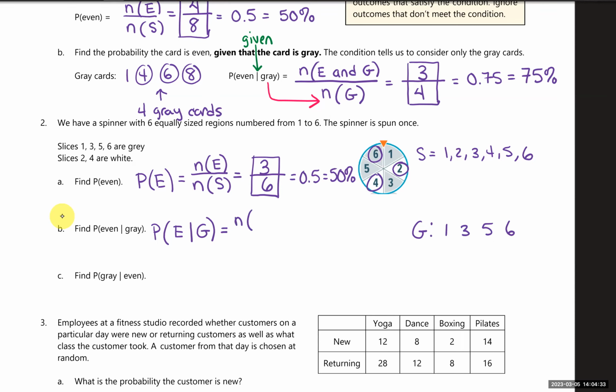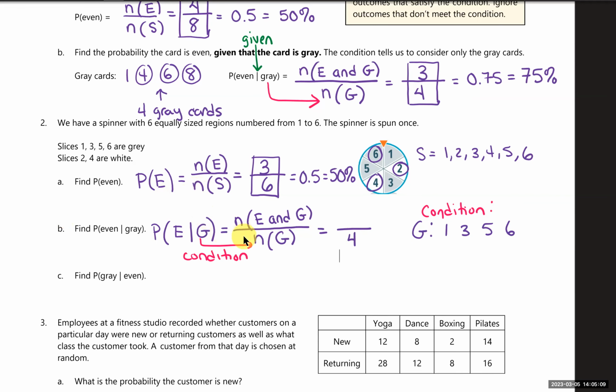But the formula would be, we would count the number that meet both conditions, in this case even and gray, and then our denominator tells us we have to restrict ourselves to the number of cards that meet the condition. So the denominator is your condition. And that's why I'm writing the condition values. So you only consider those cards. Or slices, I guess, sorry, slices.